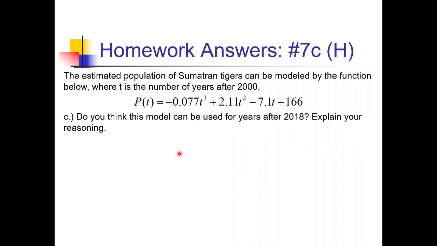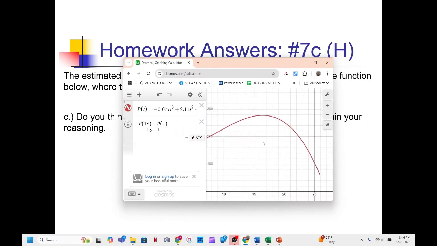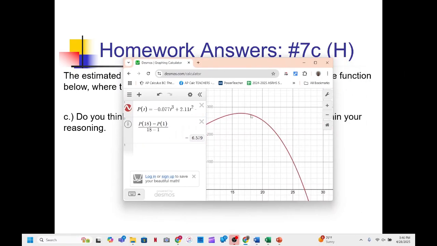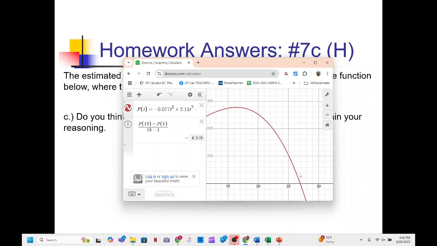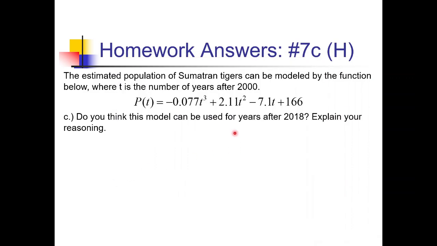For the final question on this, they're asking if we think this model can be used for years after 2018 and explain our reasoning. So you could look at the graph and start checking out what's happening to this as you keep going forward in time, and at some point you'll notice that it's going down into negative territory, which doesn't seem very realistic if we're talking about the number of tigers. I mean, sure, you could have 0 tigers if they all die off, but what is a negative tiger, right?